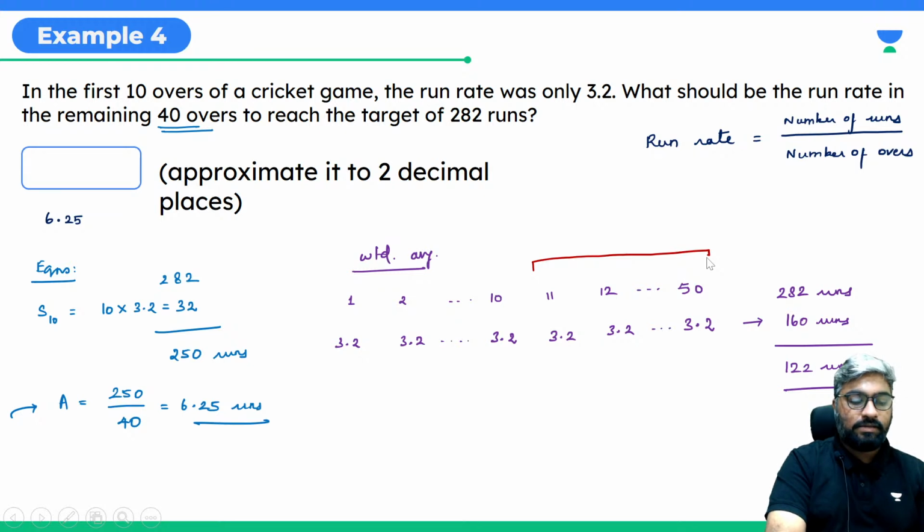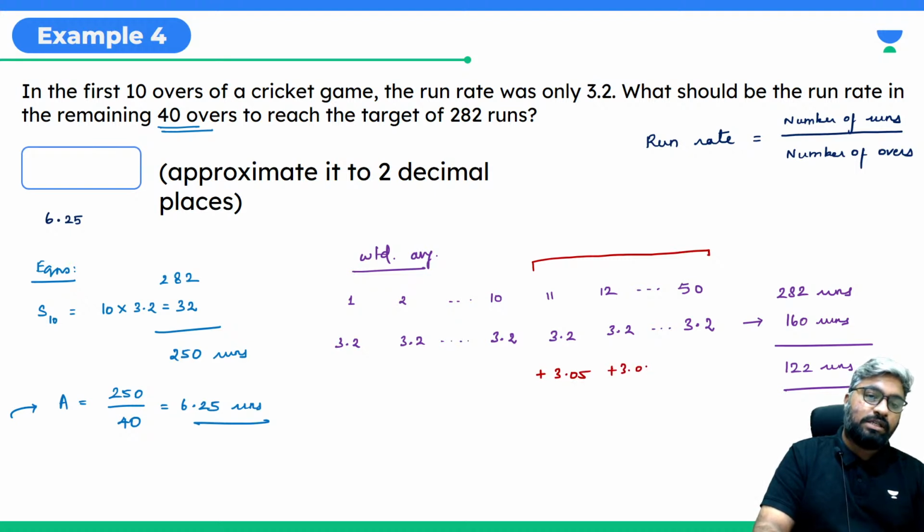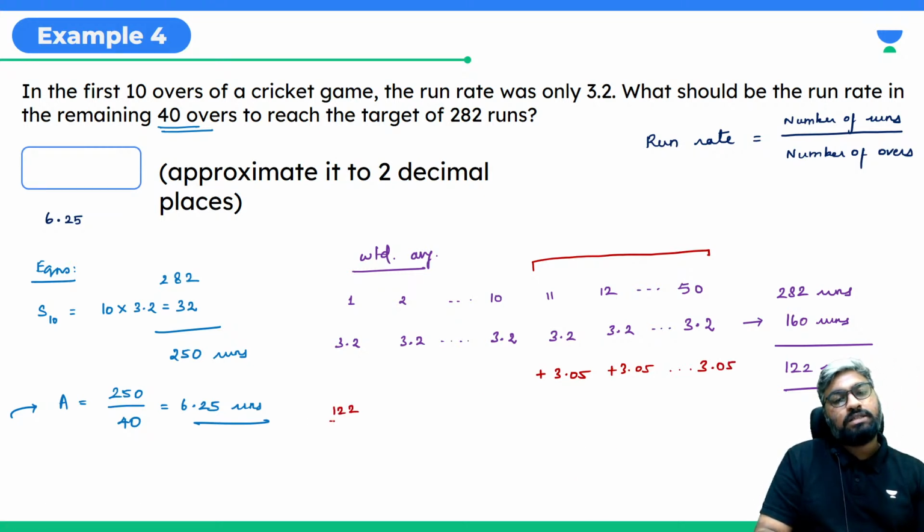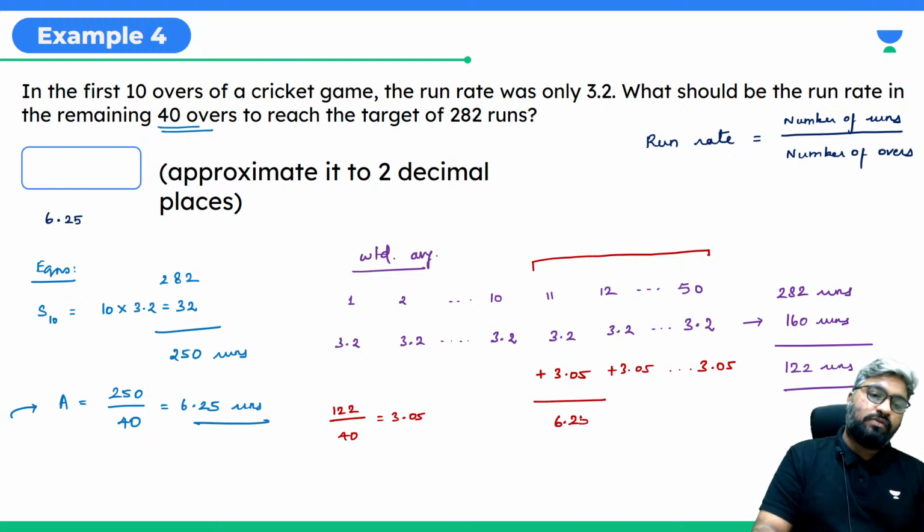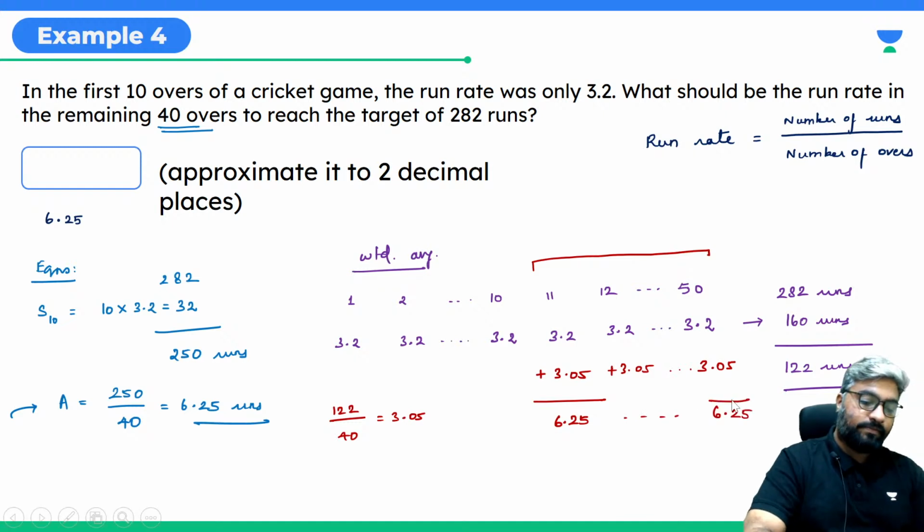Are you able to get this? So 122 runs in the next 40 overs will give us 3.05. So here 3.05, here 3.05, here also 3.05. Getting it? This 122 runs we wanted in the next 40 overs, which is 3.05. Cool. So what's the average? 6.25. Everywhere it will be 6.25 for the next 40 overs.